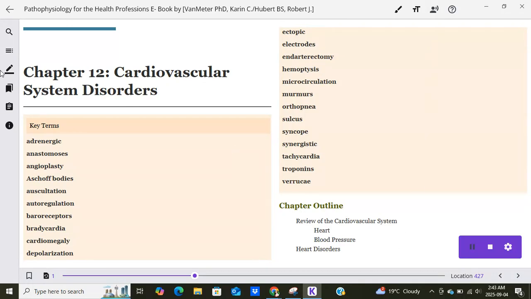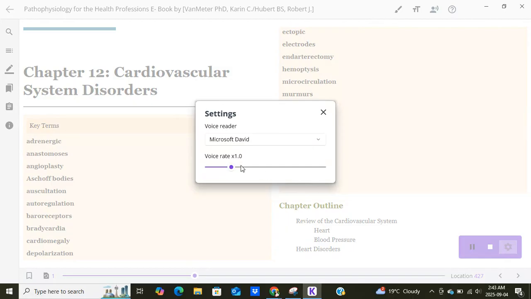Chapter 12, Cardiovascular System Disorders. Key terms: adrenergic, anastomosis, angioplasty, Aschoff bodies, auscultation, autoregulation, baroreceptors, bradycardia, cardiomegaly, depolarization, ectopic, electrodes, endarterectomy, hemoptysis. Chapter Outline.